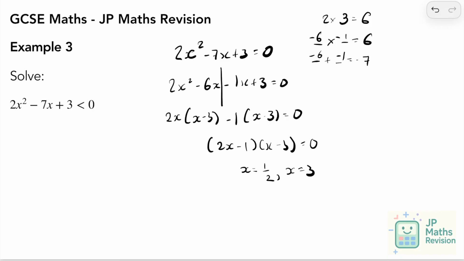So now what I'm going to do is draw the graph of y equals 2x squared minus 7x plus 3. So I end up with this thing here and this thing here. So my roots are 1/2 and 3, so I'm going to label 1/2 and 3, and I'm going to draw that U shape.